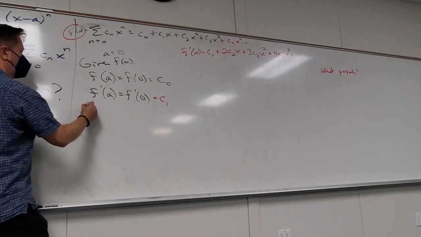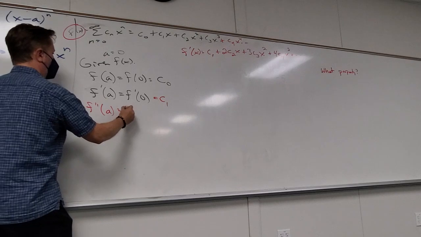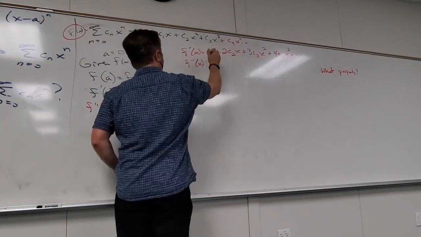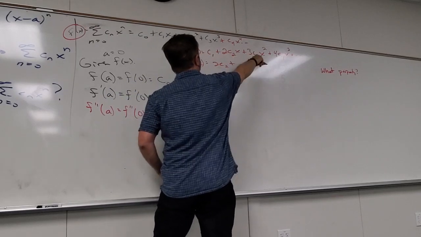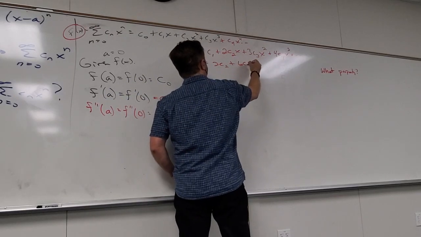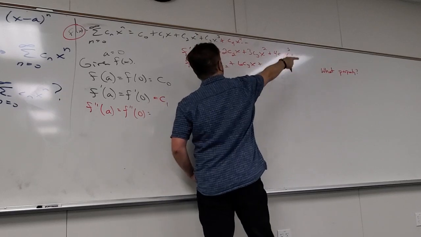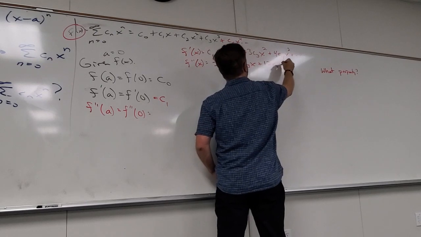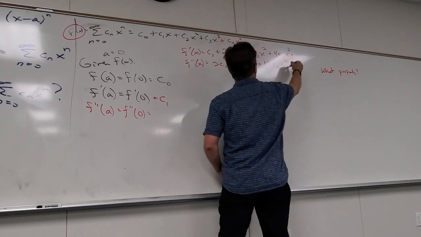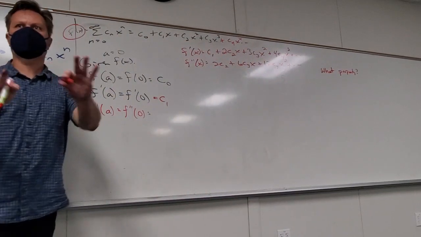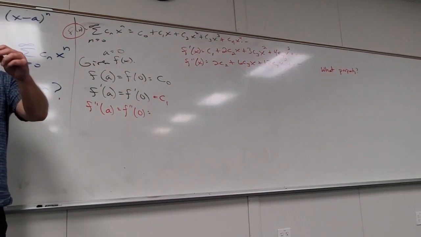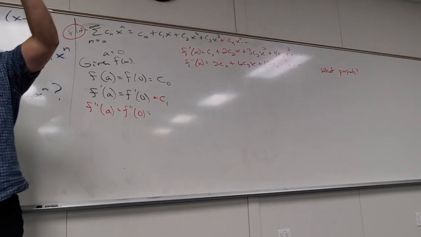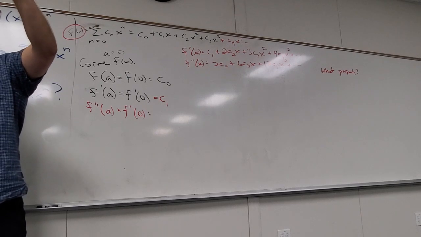Now let's keep going. What's f double prime of a? Now I need the second derivative. So f double prime: C1 goes away. I get 2 C2 plus 6 C3 x plus 12 C4 x squared, and so on. Go with me. We are creating the function Cn. We are determining what our coefficients need to be for this to work.